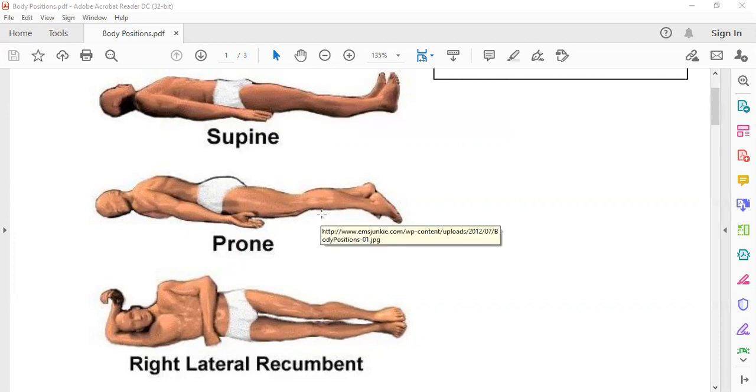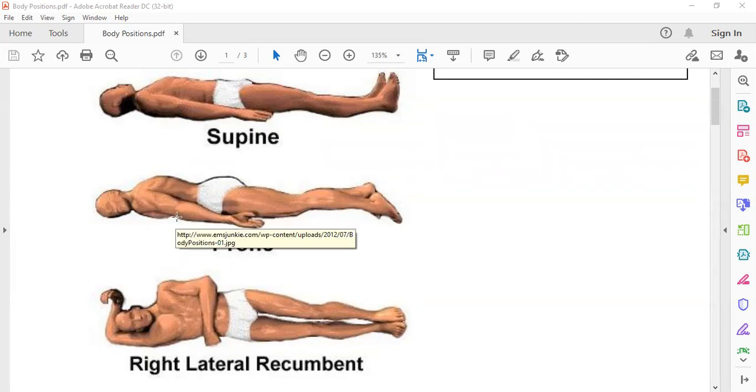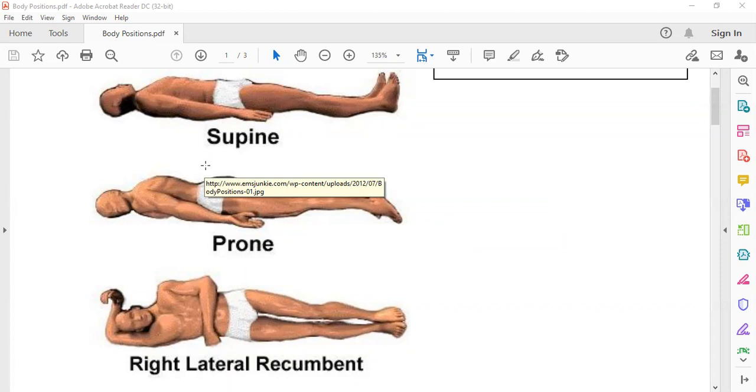The second picture is here. This is called the prone position, right? In the prone position, the patient lies down on the bed on their stomach or abdomen. What medical condition needs the prone position? If your patient has any kind of spina bifida, in that scenario the patient needs the prone position, okay?